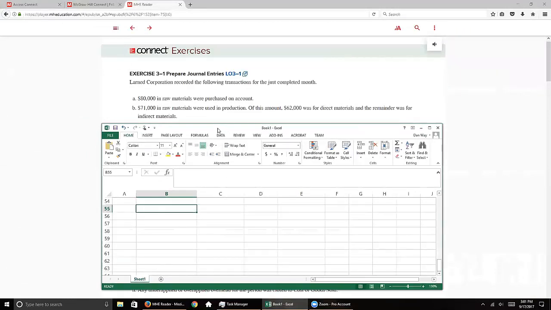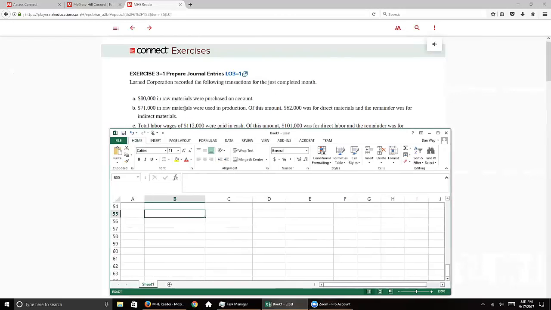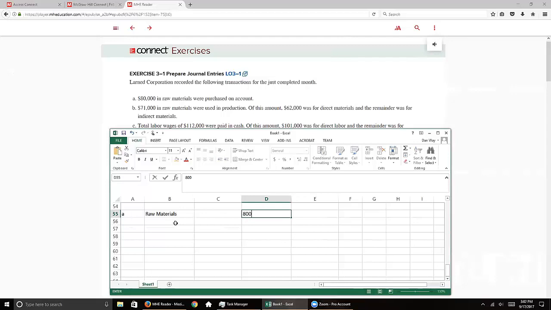Okay, so exercise 3.1, for example, said, well, Larned Corp recorded the following transactions for this particular recently completed month. We bought some raw materials, we used some in production, did a whole bunch of other things. So let's see if we can book some journal entries for these things. So letter A said, well, $80,000 in raw materials were purchased on account. So we know that raw materials is an inventory account, right? It's an asset. It has an ending balance on the balance sheet if we have any materials left over. So to increase that account, we want to debit it, in this case for $80,000.